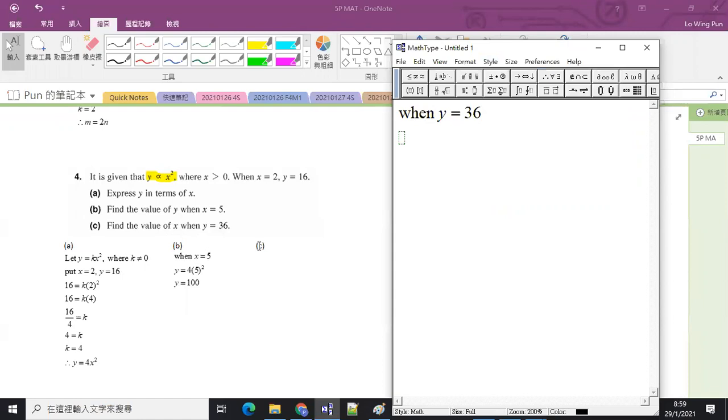36 is equal to 4x squared, right? And then divide the 4 to the left-hand side. It's 9 equals x squared. How to find the x? Now, the x is sheltered by a square. How to cancel out a square from an equation is by taking square root.